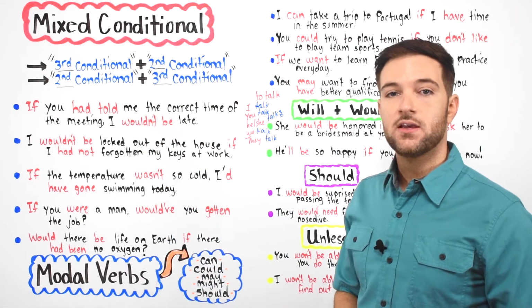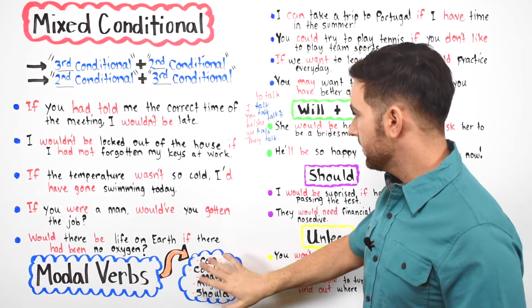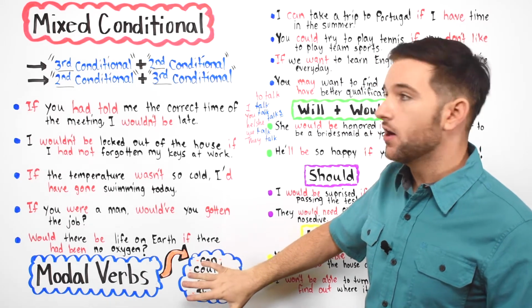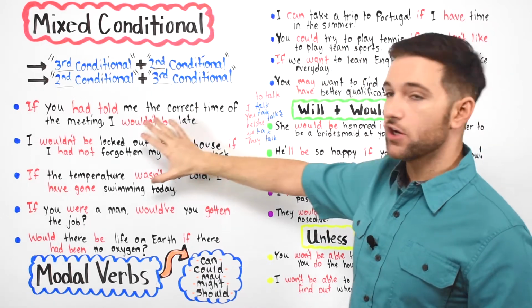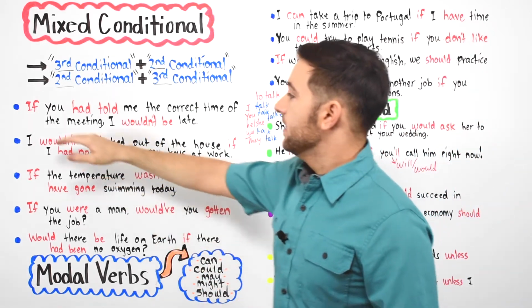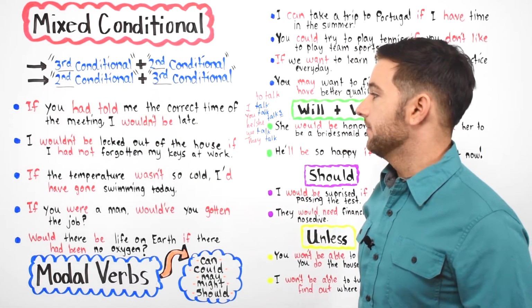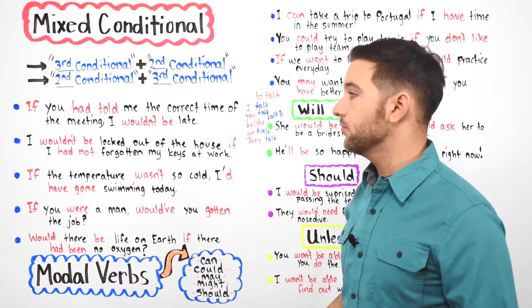Don't forget. So let's go ahead and look at what meaning they have in our example sentences over here. But let's go ahead and start right here, okay? If you had told me the correct time of the meeting, I wouldn't be late.